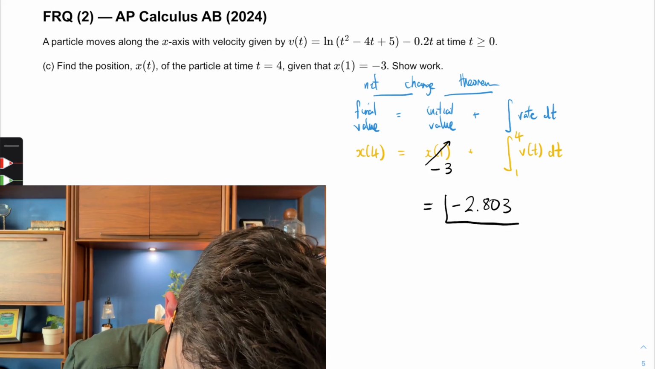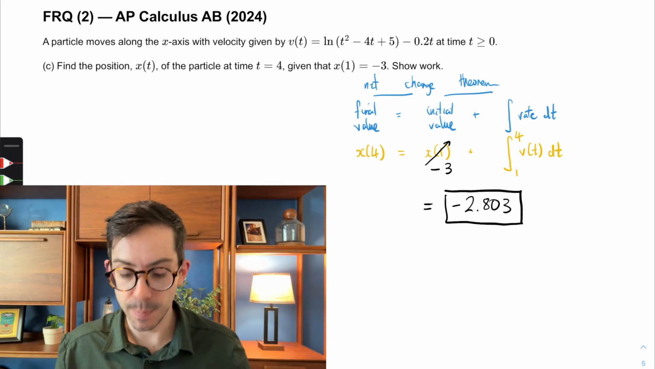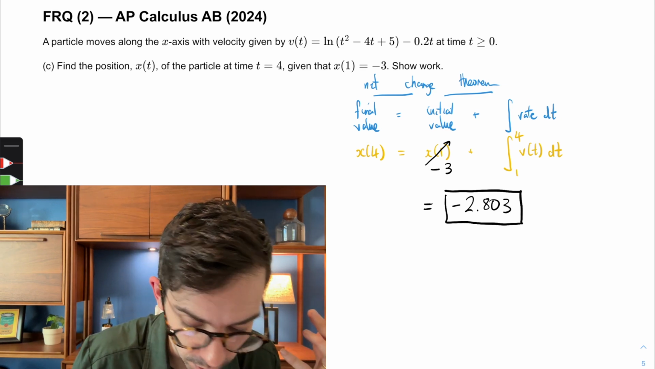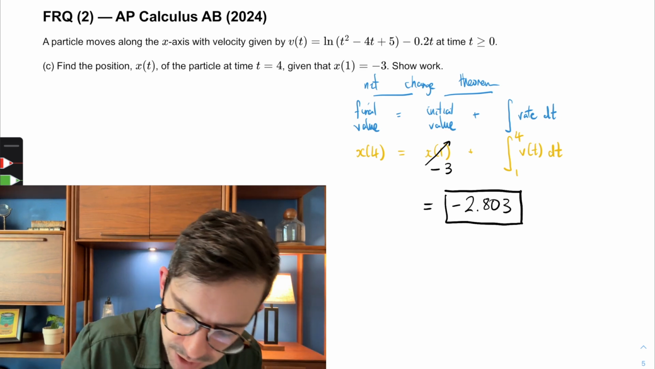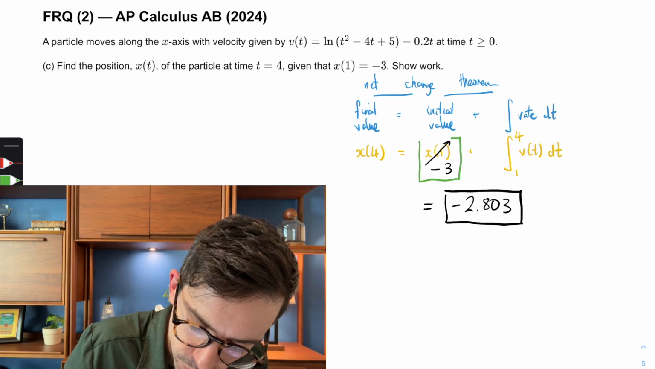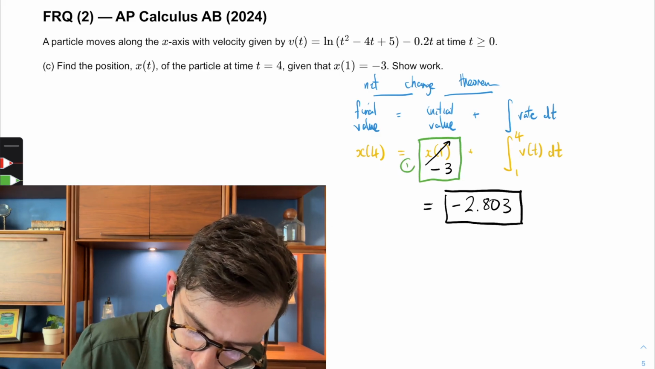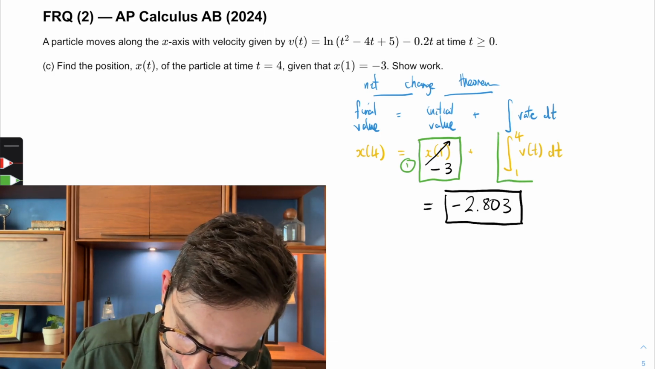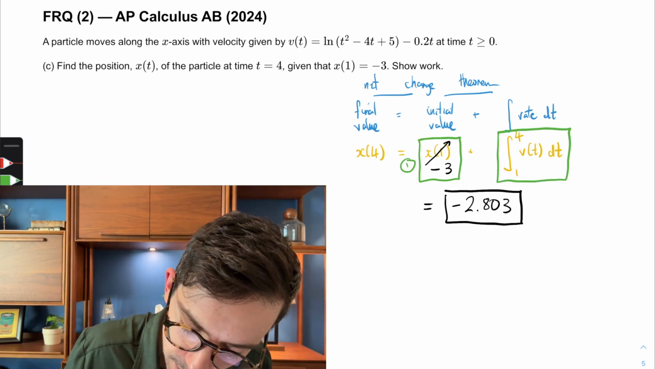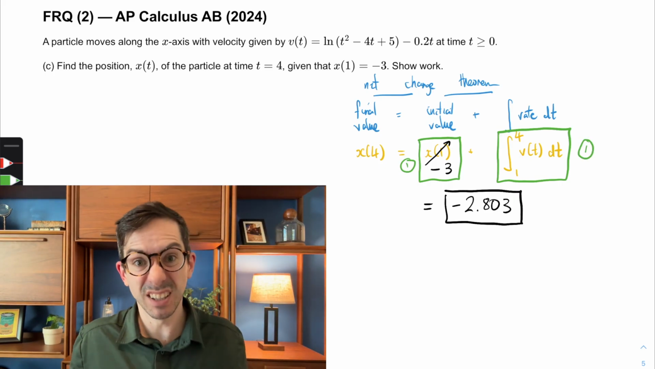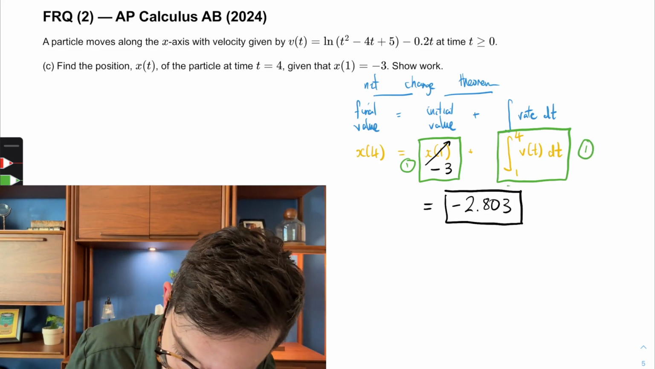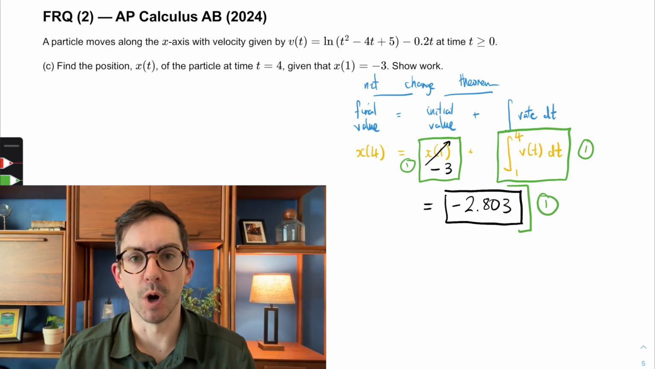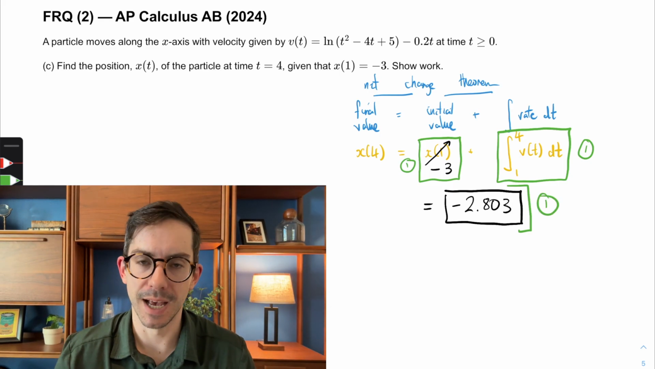2.803. That is our final position, our final answer. So how were the points divvied up here? Well, I got 1 point for using that initial value. Knowing to use that got me 1 point. I also got 1 point for setting up to use the integral, even if I didn't do it correctly. And I get 1 point for the final answer here. Good work. Let's take a look at the last part.